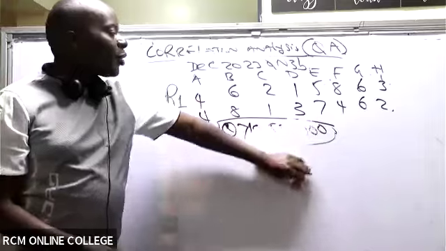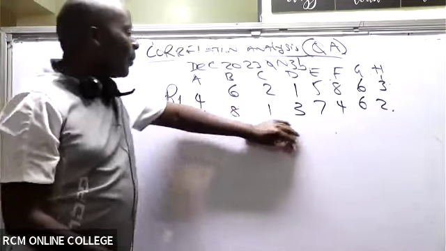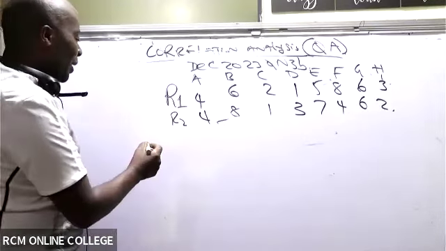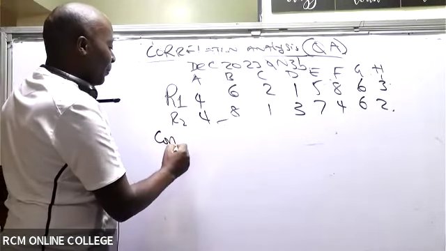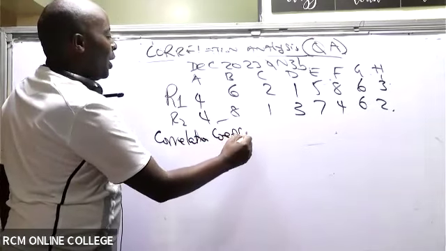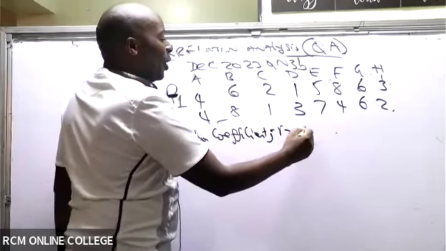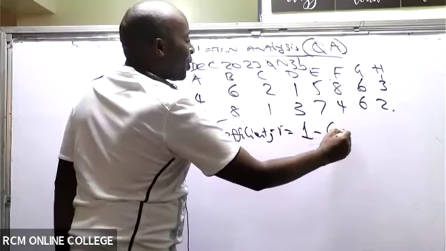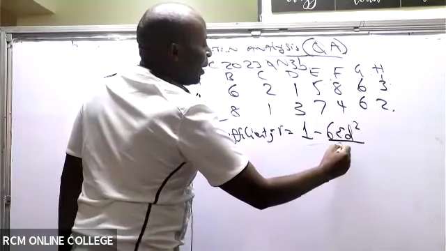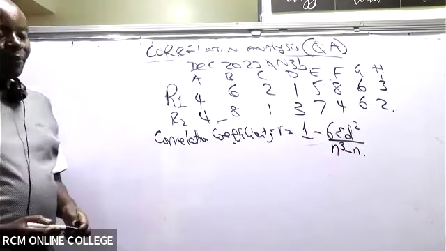All right. So now that this examiner has given me the ranks, ladies and gentlemen, this is what I will do. I know my formula for getting, in this case, the correlation coefficient. So the correlation coefficient, which is my R, will be equal to 1 minus 6 summation of D squared all over N cubed minus N. That's the formula we shall be using.